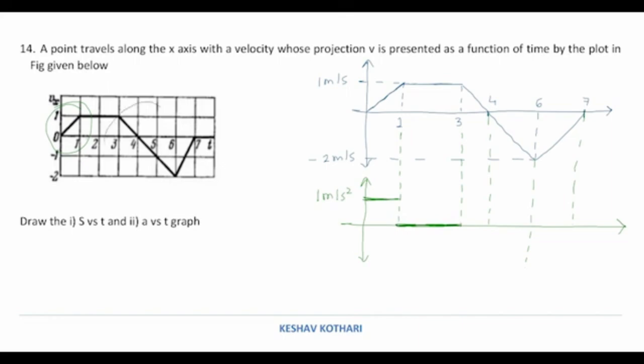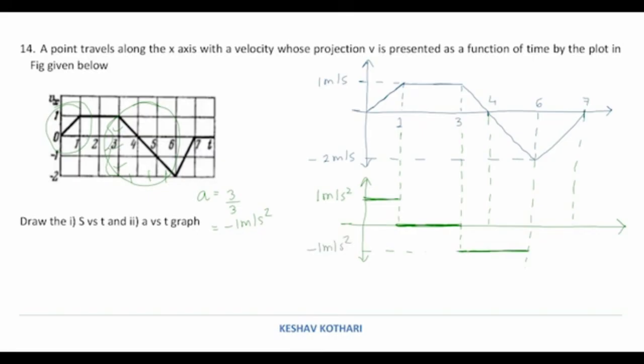Now in this portion from 3 second to 6 second, the acceleration can be calculated as 3 by 3, that is -1 meter per second square. The change in velocity over here is 3 boxes, 1, 2, 3, and over here again we have 3 boxes, 1, 2, 3. So it is 3 by 3, which equals -1 meter per second square. So from 3 seconds to 6 seconds, the acceleration is -1 meter per second square.